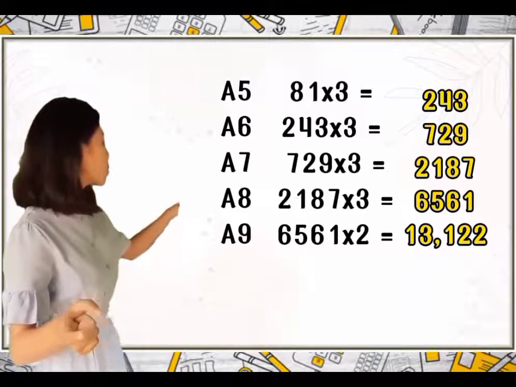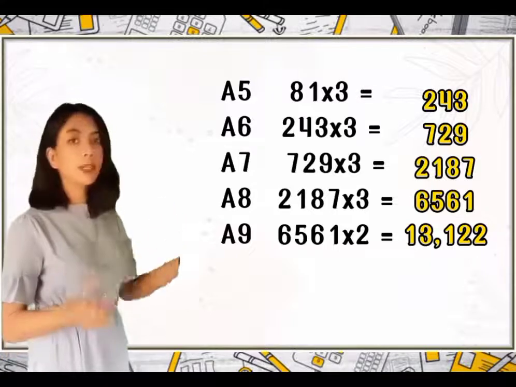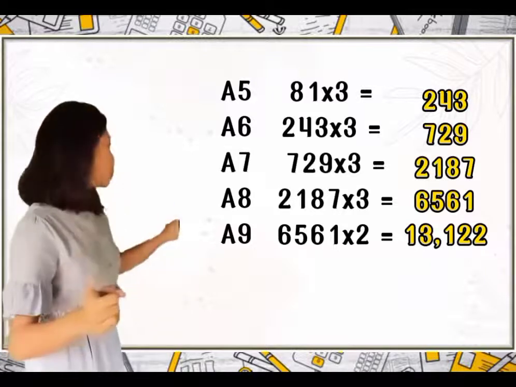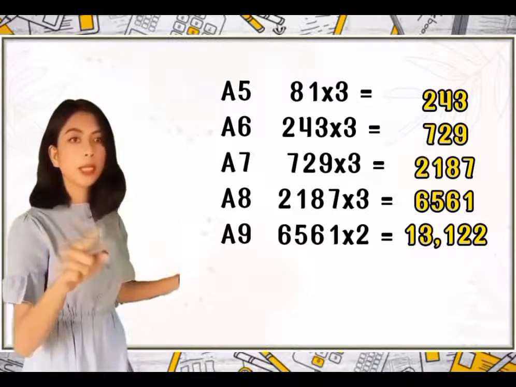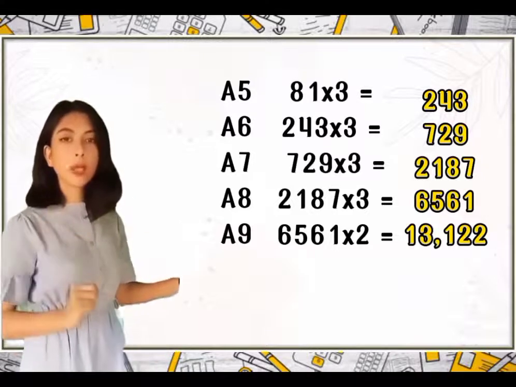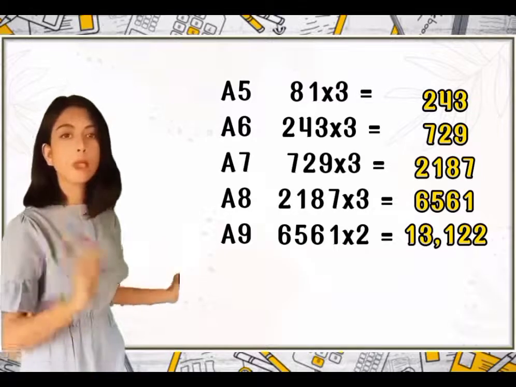7, then 3 times 2, that is 6, plus 2 equals 8, then 3 times 7, that is 21. So, 21. So, yung pang 7th term natin is 2187. At para makuha natin si pang 8th term, multiply natin si 7th term by 3 ulit.